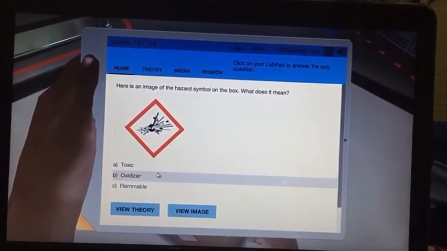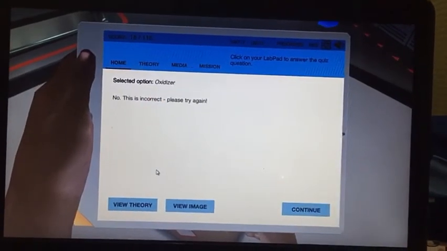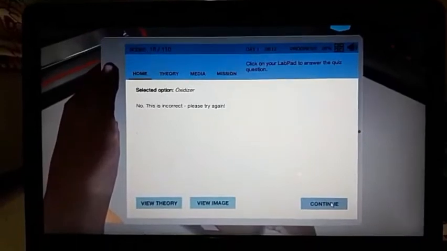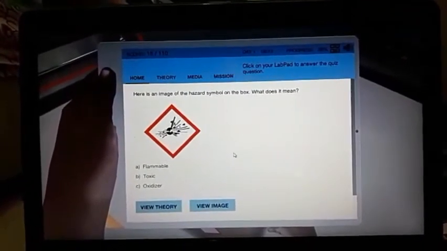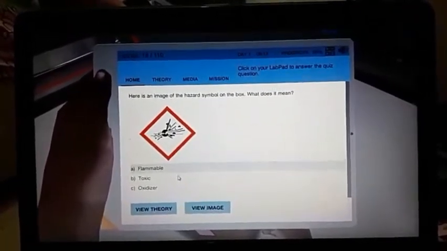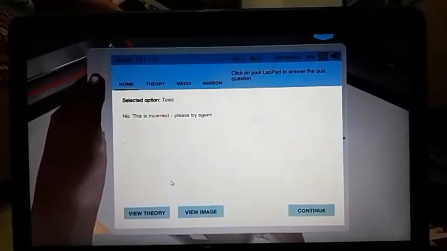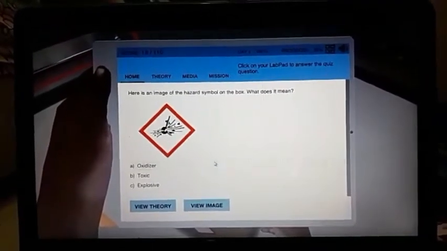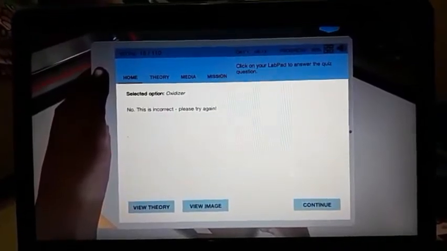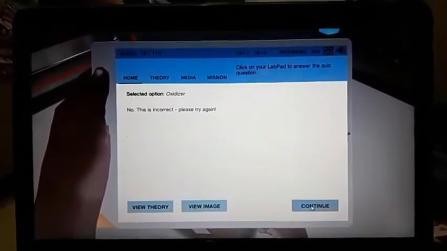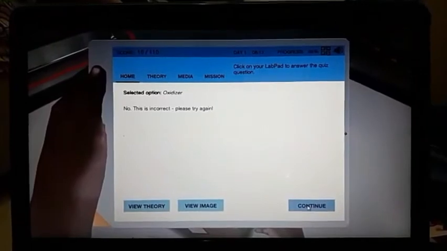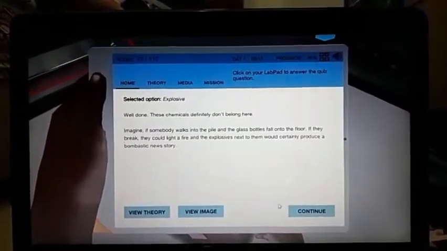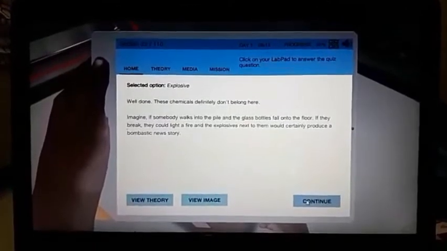What does it mean? No, this is incorrect. Please try again. Well done. These chemicals definitely don't belong here.